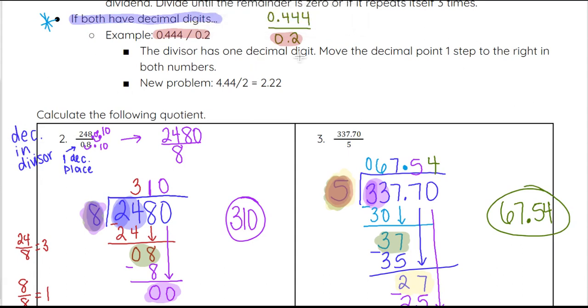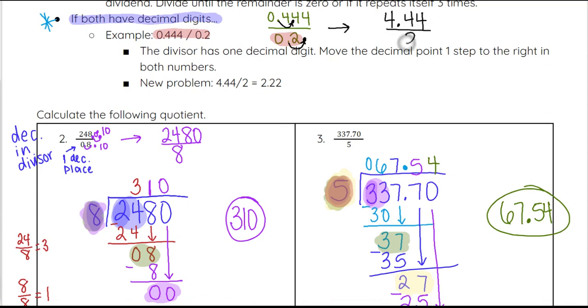So we would want to get rid of that decimal first, just like we did on this first example down here, by moving that decimal point however many digits over we need to no longer have a decimal. So if I move it over 1, I now just have a 2 on the bottom. But if I move it over 1 on the bottom, then I need to go ahead and do the same thing on top.